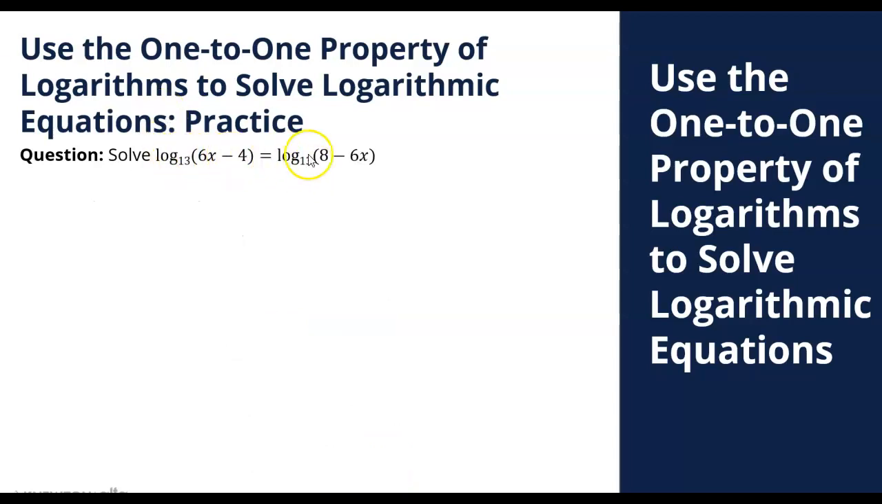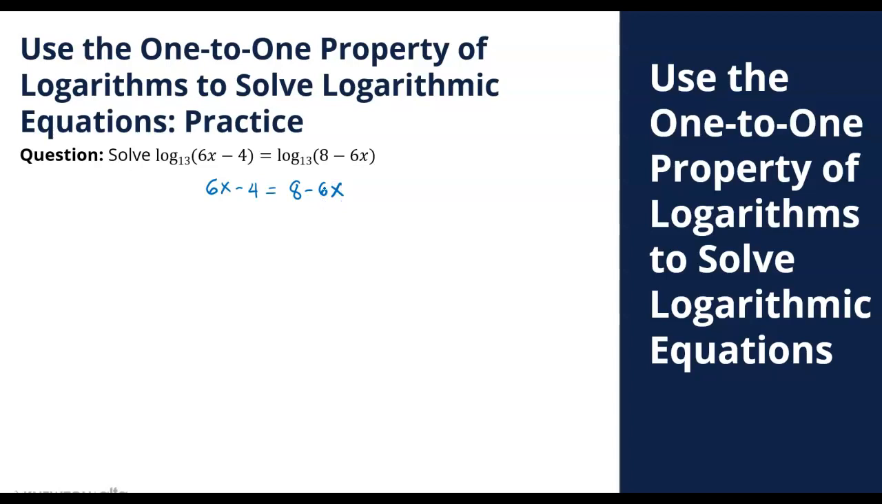Now, let's solve this equation using the one-to-one property. These are already in condensed form. So we'll go ahead and say that since the logarithm of 6x minus 4 base 13 is equal to the logarithm of 8 minus 6x base 13, then by the one-to-one property, we can say that 6x minus 4 is equal to 8 minus 6x.